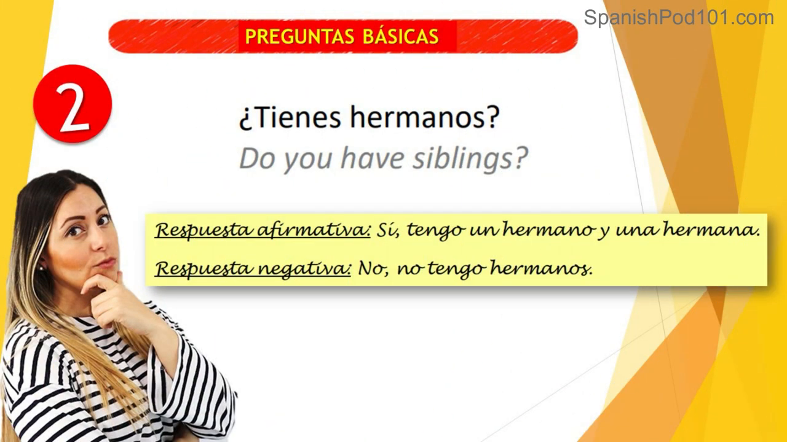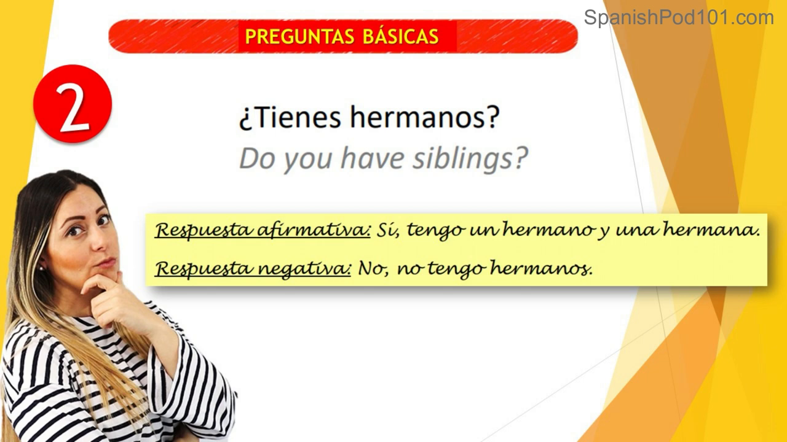Pregunta número 2. ¿Tienes hermanos? Do you have siblings? You can answer this question in an affirmative way and you can say, sí, tengo un hermano y una hermana. Yes, I have a brother and I have a sister. Or if you want to give a negative answer, you can say, no, no tengo hermanos.